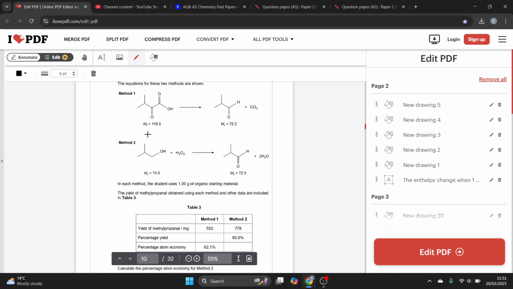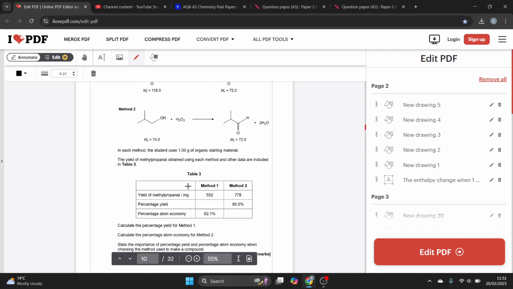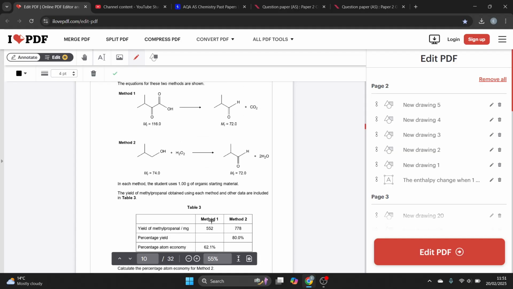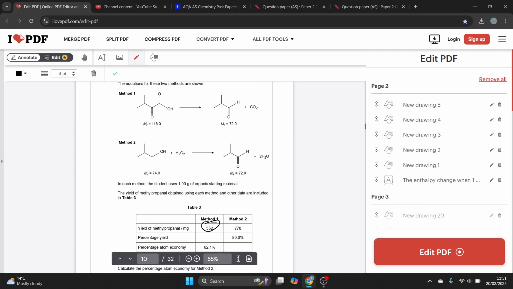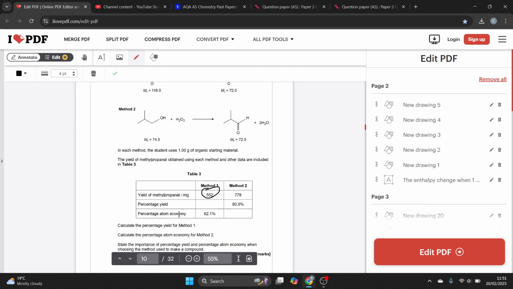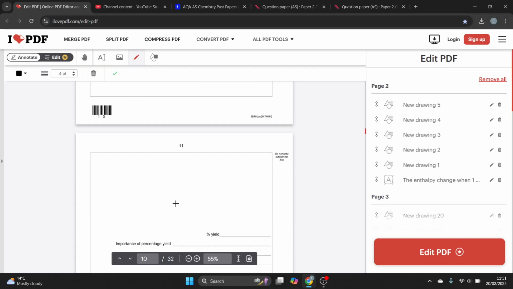So method 1: the percentage yield for method 1. I know I form this much of methyl propanol. That's the yield of it, and I want to find out the percentage yield. Basically, I'm going to find out the moles of reactant, find out the moles of product, and then do product moles over reactant moles.